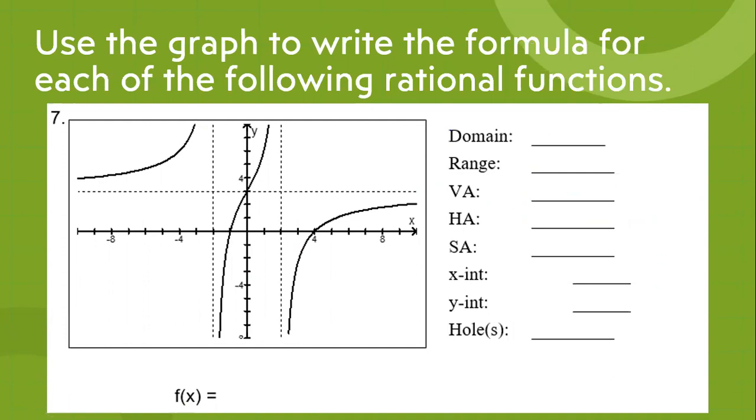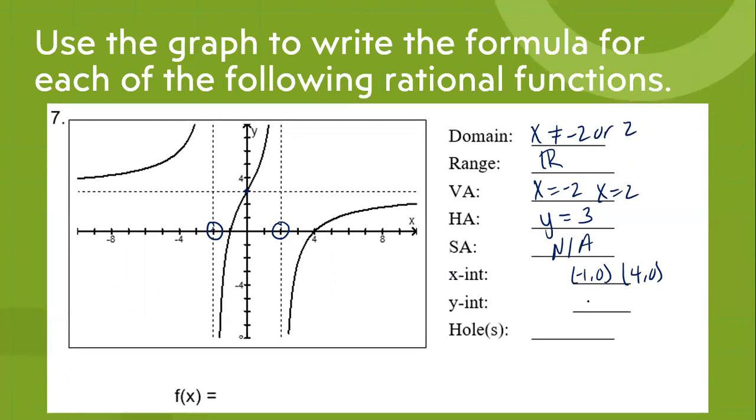Okay. So the domain, reading from left to right, is all real numbers except x cannot be who? Negative 2 and 2. So x does not equal negative 2 or 2. Range, it is all real numbers because I actually end up sliding through here, right? So my range is all real numbers. I have a vertical asymptote at x equals negative 2 and at x equals 2. A horizontal asymptote at y equals 3. And since I have a horizontal, can I have a slant? No. I have 2 x-intercepts, and my x-intercepts are at negative 1, 0, and 4, 0. My y-intercept is at 0, 3, and I do not have a hole.